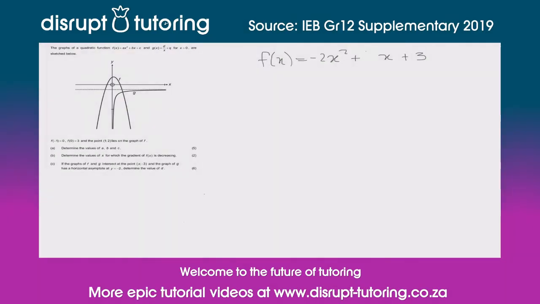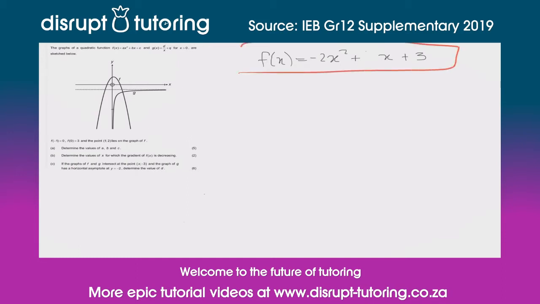Today we're going to deal with a quadratic function and hyperbolic function question, and we've taken this from the IEB's 2019 Supplementary exam. With that in mind, let's dive straight in. Right, so we've already done A and B in previous videos, so be sure to find those. We're going to move to C now.